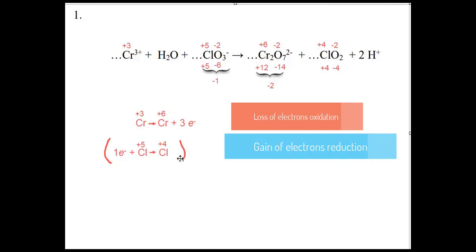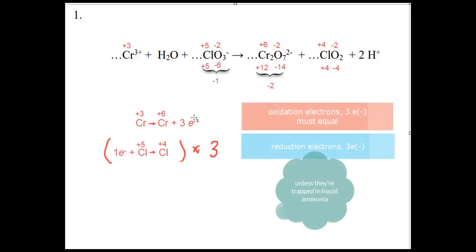So this reduction reaction's got to be multiplied by 3. We're going to need 3 chlorines at a +5, picking up each one of these electrons that the chromium ends up providing us. So we know that there has to be 3 times more chlorine than there is chromium. That's the heart of balancing the reaction. Once you figure that out, the rest is going to be easy. You've done all the hard work. It's finding out electrons lost versus electrons gained.